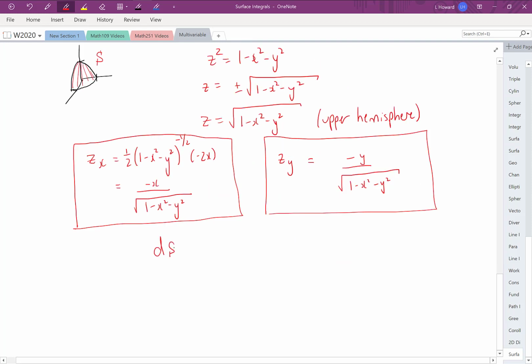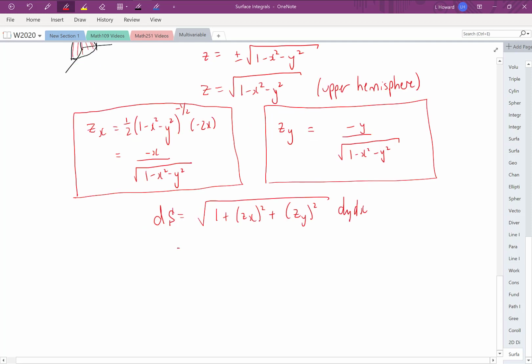So we know from our previous discussion, dS is going to be the square root of 1 plus the sum of the squares of our partial derivatives, and then that's times dy dx. So let's plug in here and see if we can simplify what's happening under the root. Under the root, we've got 1 plus the square of z sub x, which looks like x squared over 1 minus x squared minus y squared, and then the square of z sub y looks like y squared over 1 minus x squared minus y squared. And that whole root is still times dy dx.